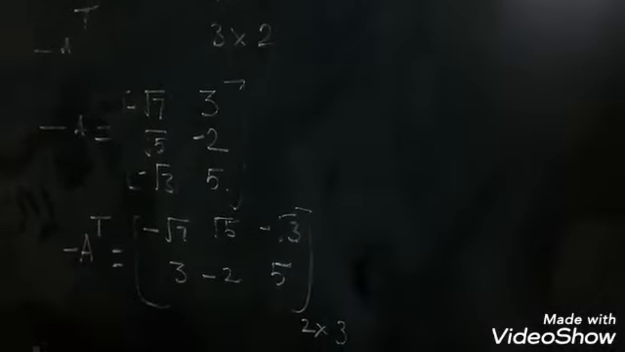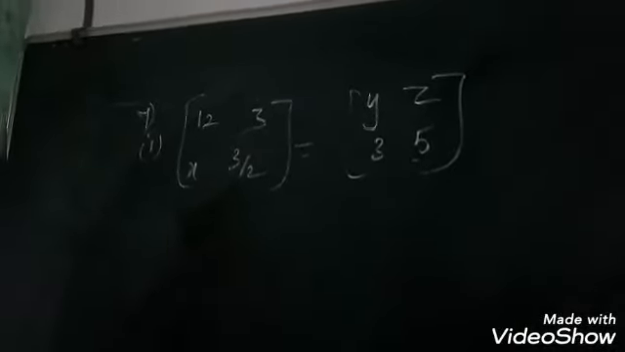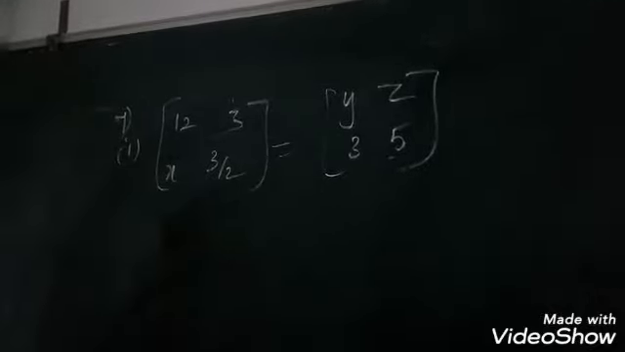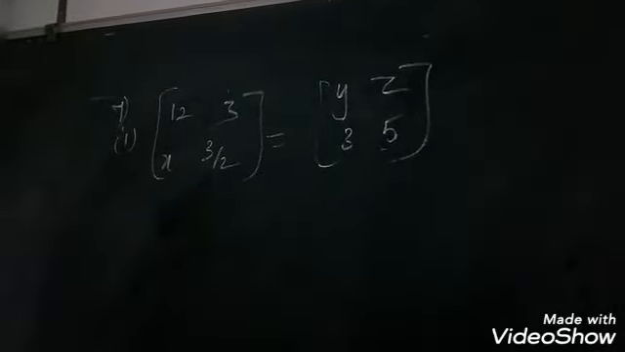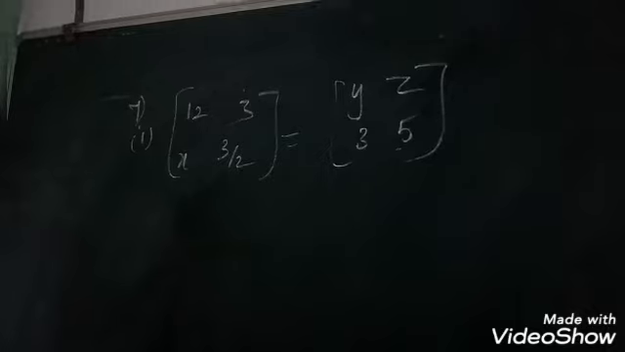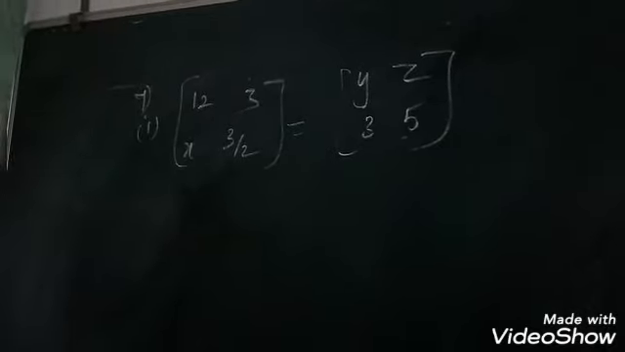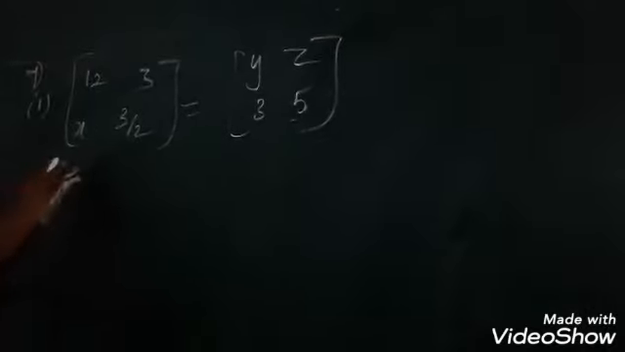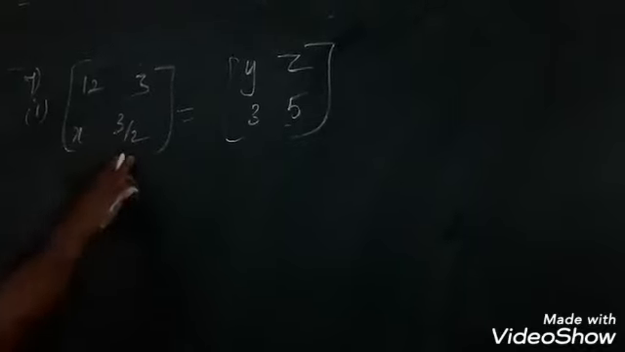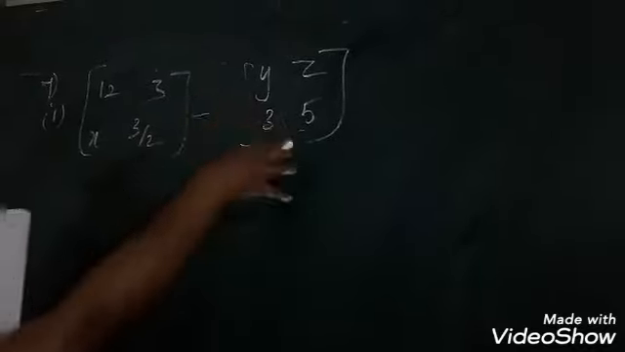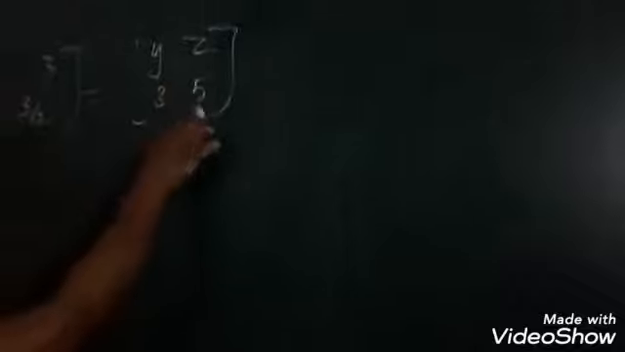See the next sum. See girls, seventh sum. Find the value of x, y and z from the following equation. The 3 sums are given. So let us see one by one. So the first one, 12, 3. Then here x, minus 3 by 2. This is the left hand side matrix. Then the right hand side y, 3, 5. This is called equal matrix.